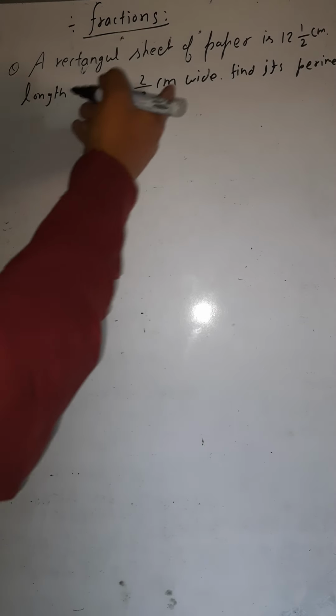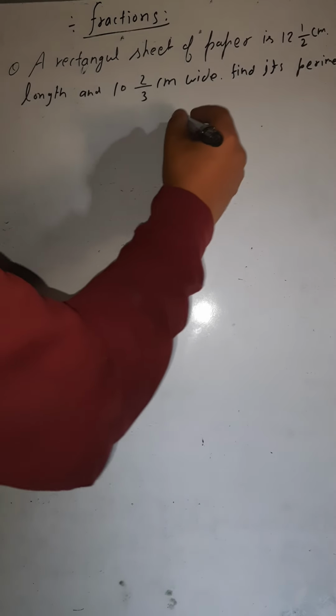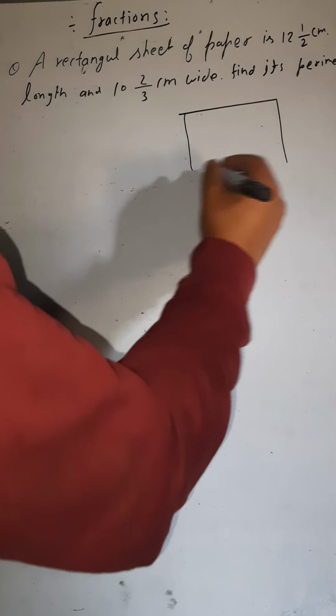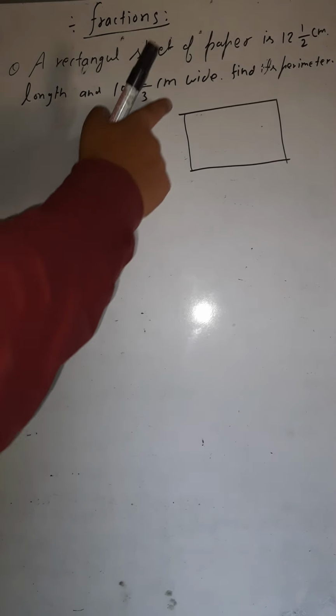So how do you find out the perimeter of this rectangular sheet of paper? Let's say this is the rectangular sheet of paper. Perimeter is not visible clearly there. Let me write it here. Find its perimeter. Okay, I think visible now. Good. So let's say this is the rectangular sheet of paper.